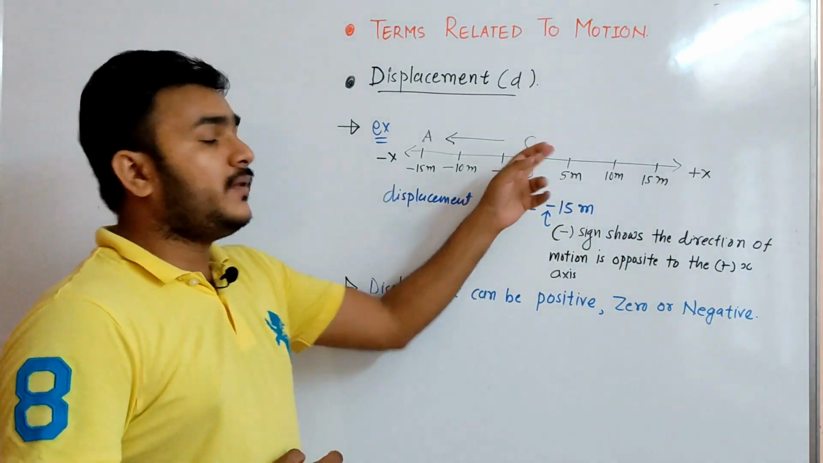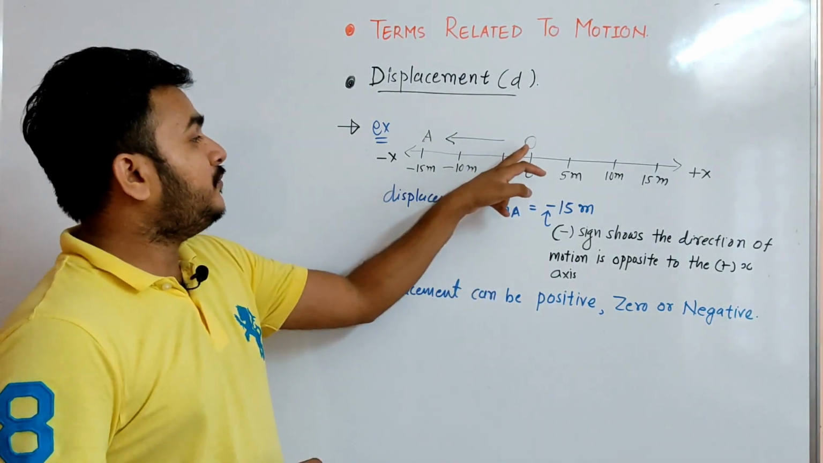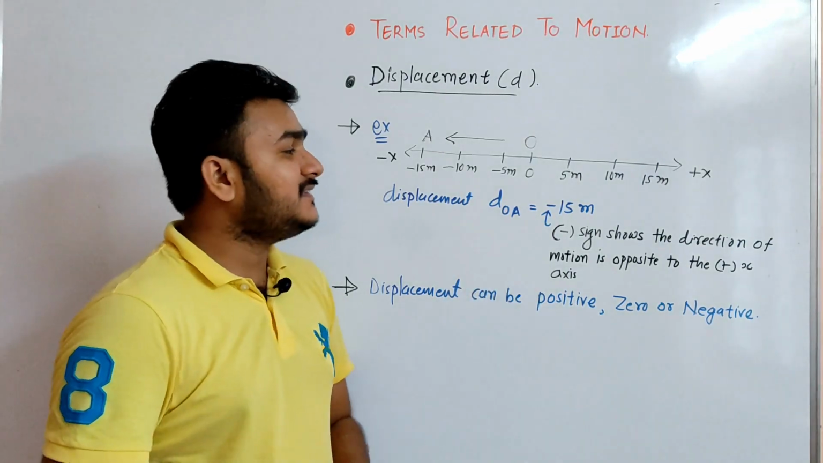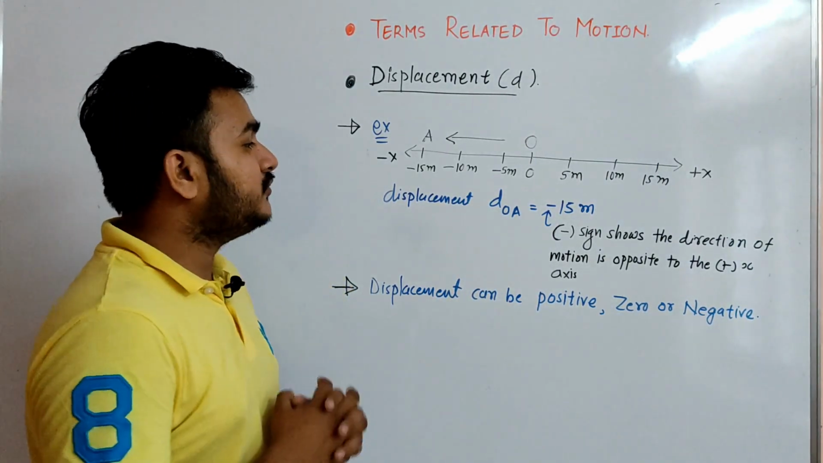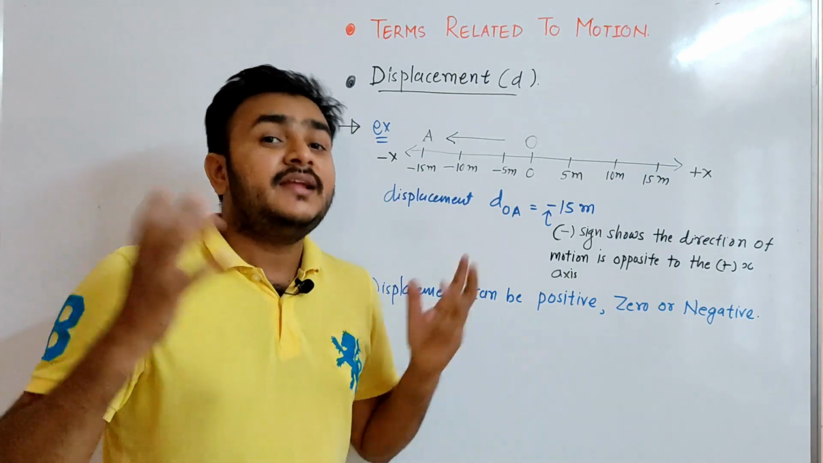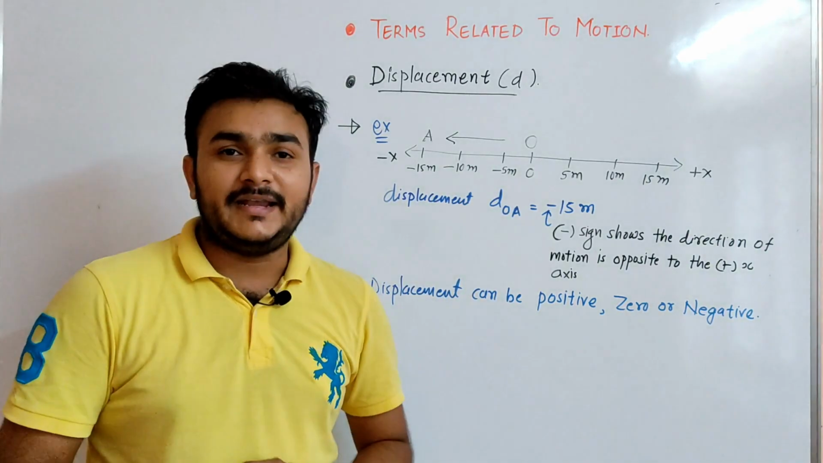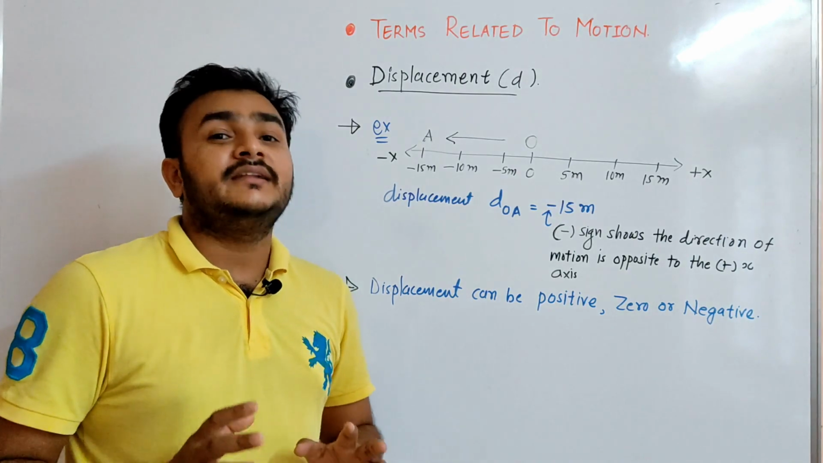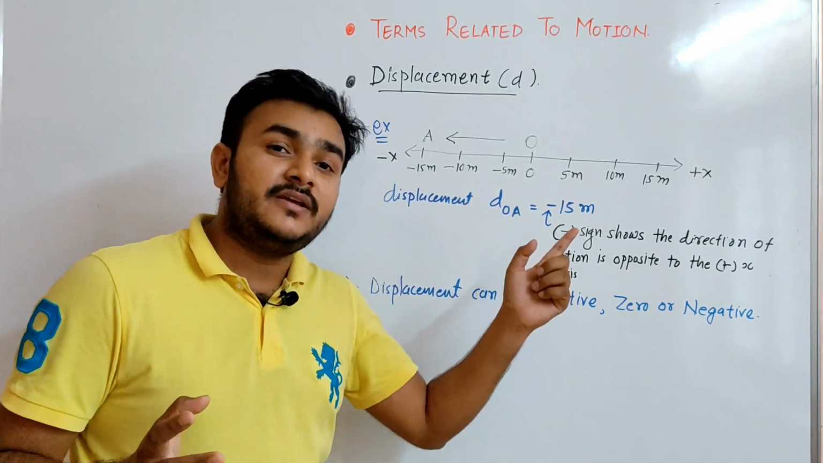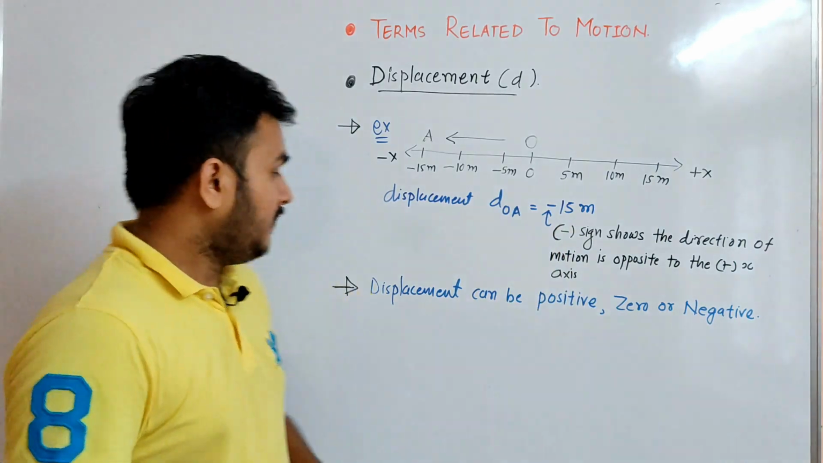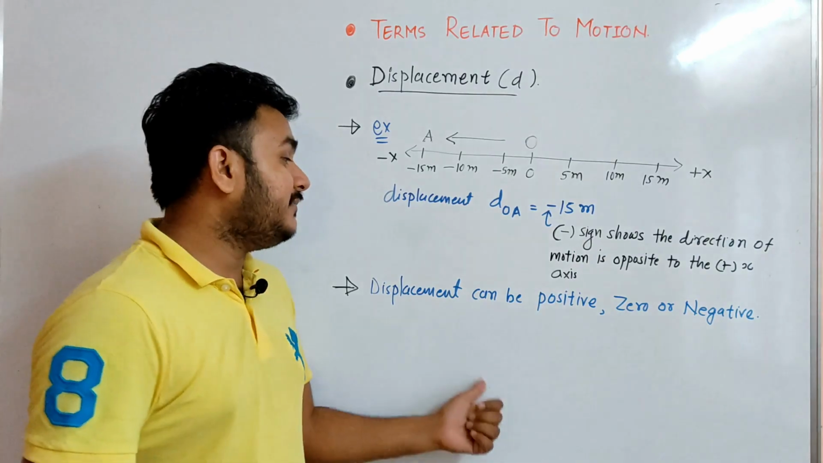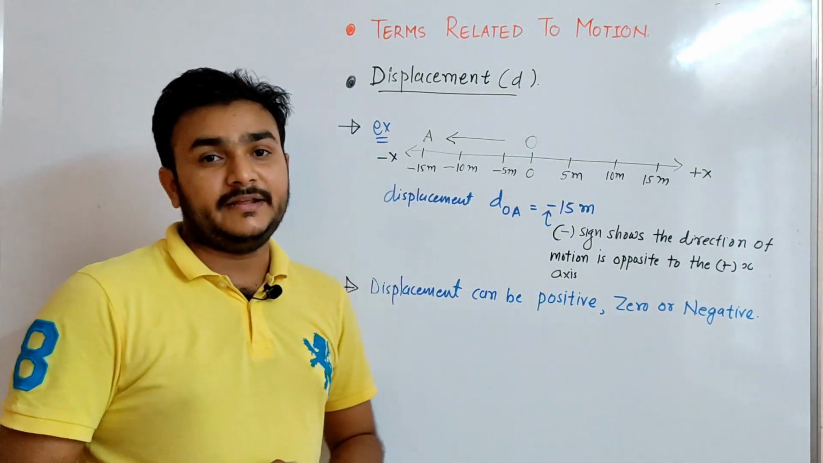So the displacement between position O and A is equal to -50 meter. Here the minus sign signifies that the direction of the motion is opposite to the direction of the positive x-axis, and that's why the displacement is said to be negative. Here the negative sign shows that the direction considered is opposite to the direction we are taking as positive motion. So we can say that the value of displacement can be positive, 0 or negative.